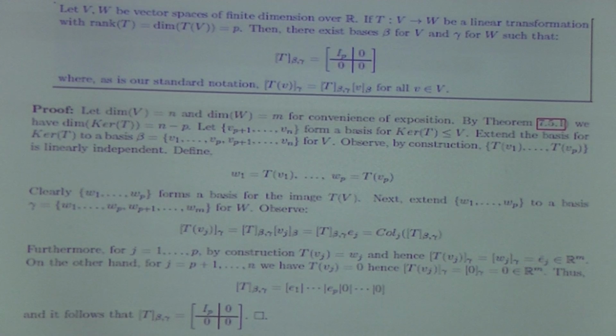Tied to that proof, when you understand it, is this theorem. If V and W are finite dimensional vector spaces over the reals, and T is a linear transformation from V to W, and the rank of the linear transformation is P, in other words, the dimension of the column space, or the dimension of the range, I claim those are the same, then there exist bases beta for V and gamma for W such that the linear transformation can be written as a P by P identity matrix padded with zeros.